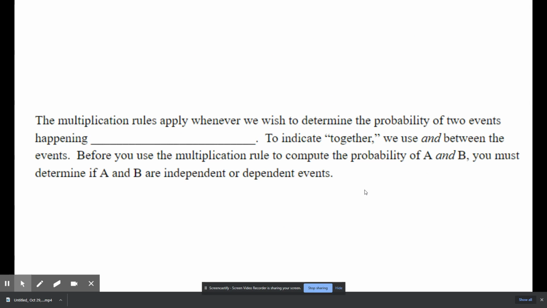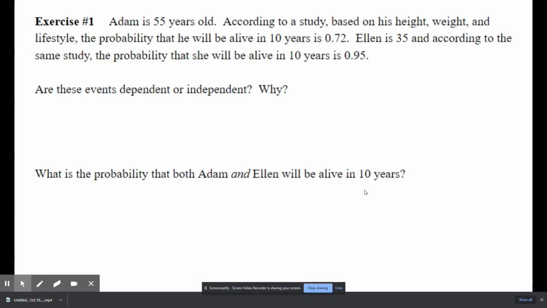The multiplication rules apply whenever we wish to determine the probability of two events, or two or more, together. Together we use and. Usually in a problem we want an ace and an ace. So before you use the multiplication rule to compute the probability of A and B, you must determine if they are independent or dependent events. Here's what we mean.